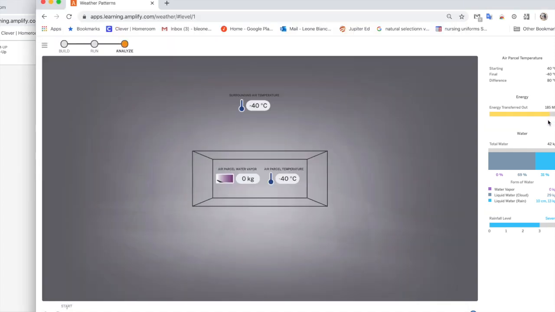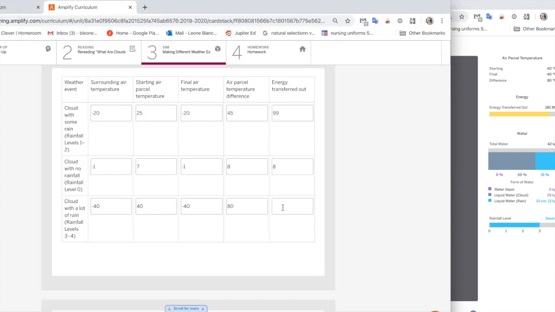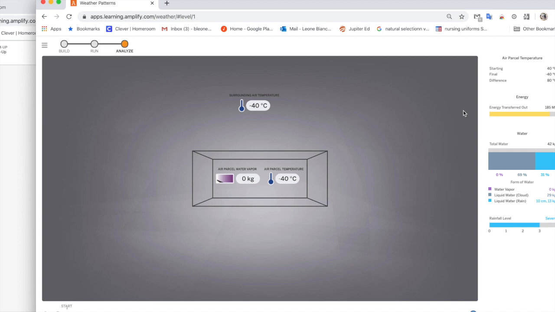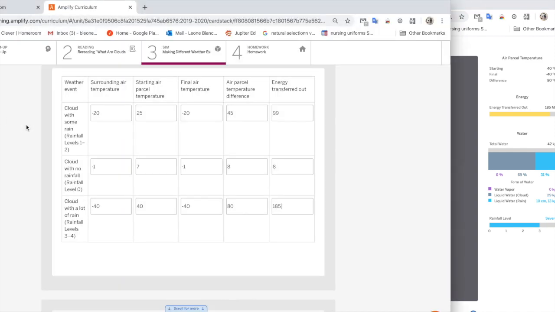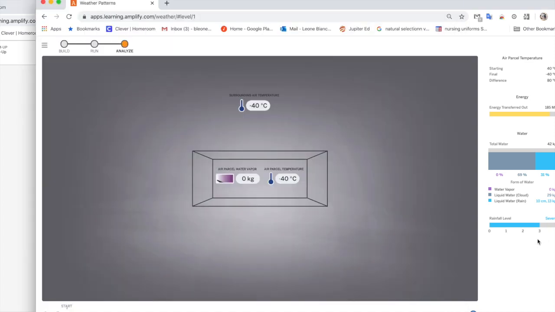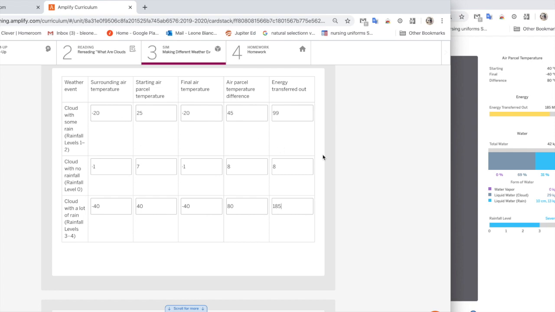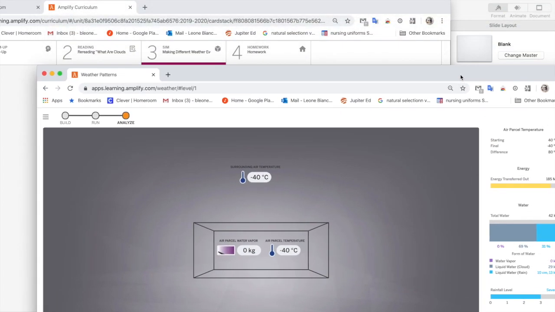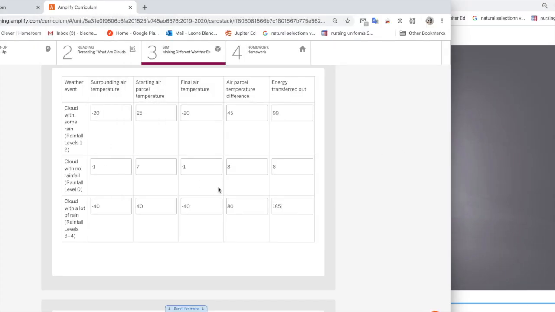And how much energy was transferred out? 185. So all of this thermal energy is being transferred out. So the more thermal energy that is released, the greater the storm. This was labeled as a severe storm. I'm going to stop there and go back to the slideshow. So you can take this data down, pause on it if you need to, and put it down on page 26 and 27.